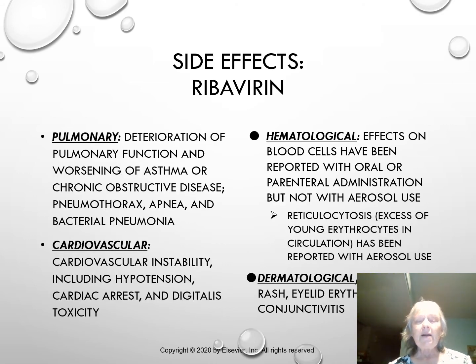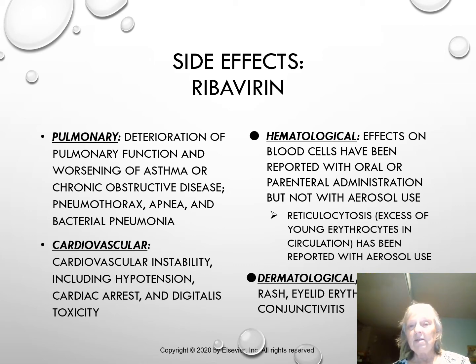So what are some of the side effects? Deterioration of your pulmonary function, worsening of your asthma or chronic obstructive disease. Things you can end up with: pneumothorax, apnea, and bacterial pneumonia, cardiovascular instability, including hypotension, cardiac arrest, and digitalis toxicity. So if you're on digitalis, we have to monitor that.